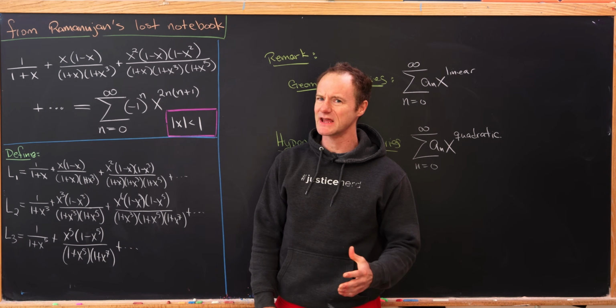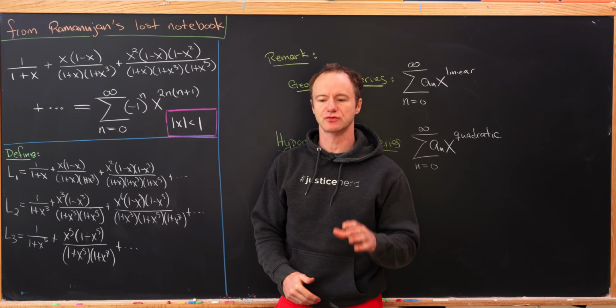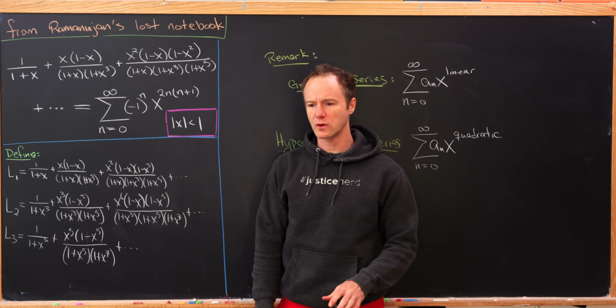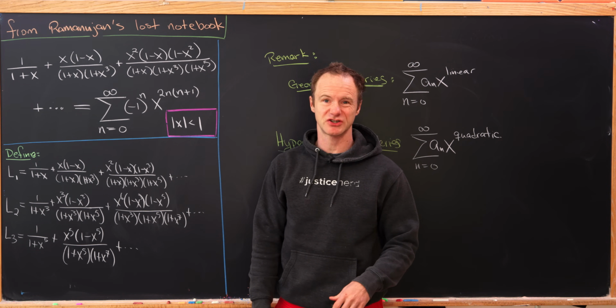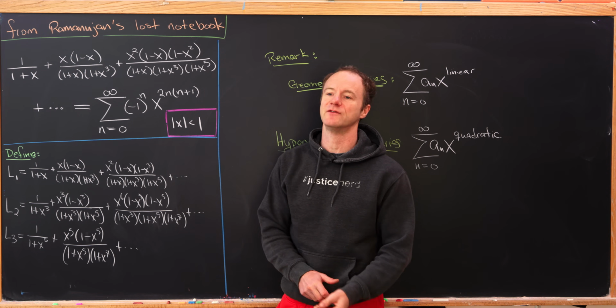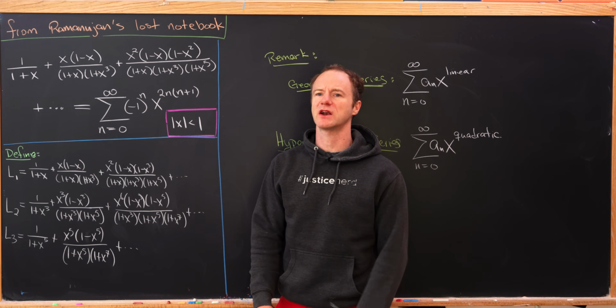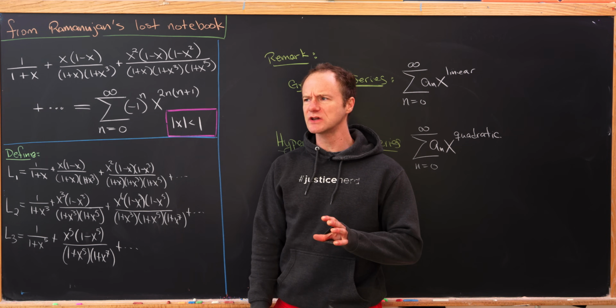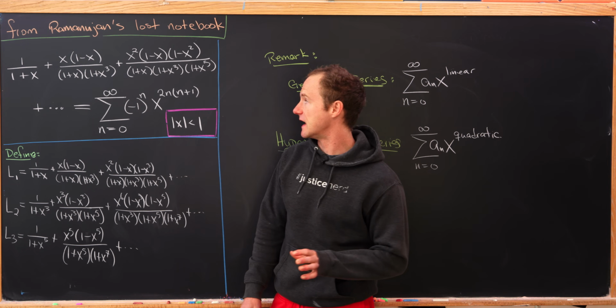Today we're going to look at an example of a type of identity which Ramanujan was really famous for. And these types of identities were very important for the study of integer partitions, or sometimes called additive number theory, which was one of Ramanujan's main topics of study. Okay, so let's look exactly at what we'll prove today.